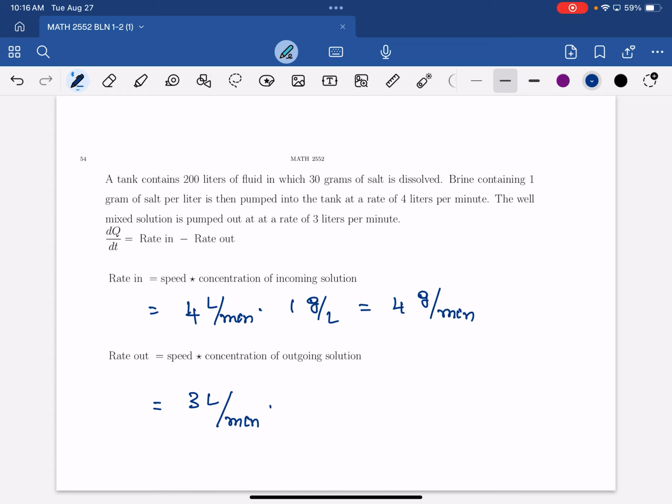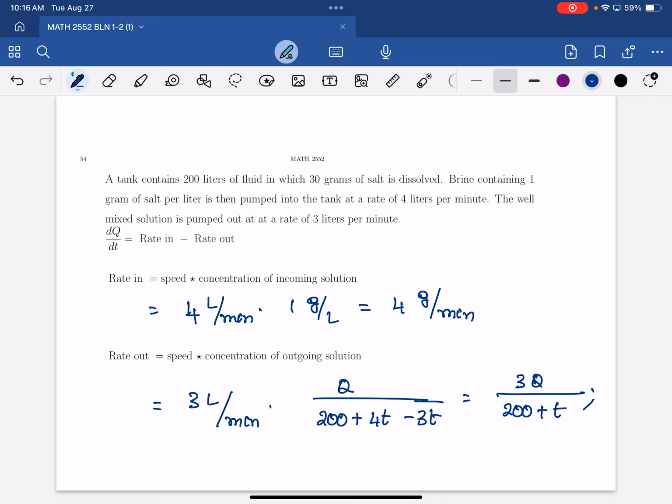The outgoing speed would be Q divided by 200 as the initial value, plus the incoming volume of 4T, minus the outgoing volume of 3T, so the net volume is going to be positive T. So that's going to be 3Q divided by 200 plus T. Do you agree with me on that?